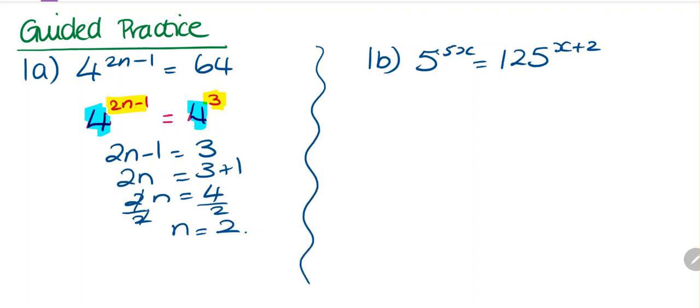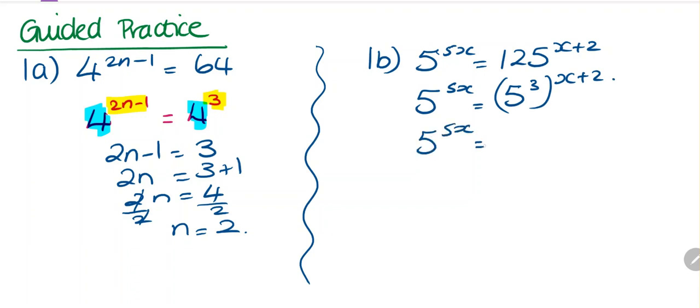And if we look at the second question, so we've got 5 to the power of 5x and 125 to the power of x plus 2. So we need to rewrite 125. So we'll keep this one the same. So 5 to the power of 3 is 125, and we need to multiply it by x plus 2. So this is going to be 5 to the power of 3 times x is 3x, and 3 times 2 is plus 6.